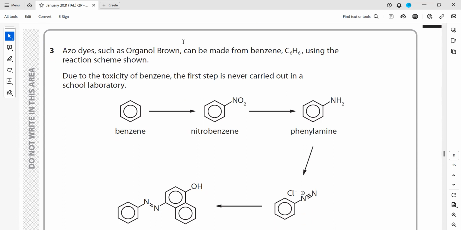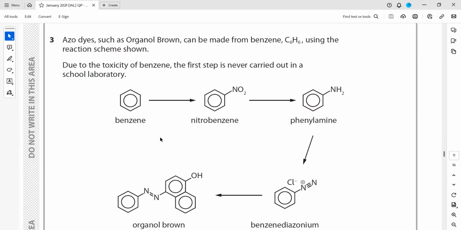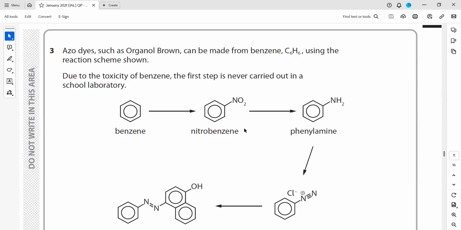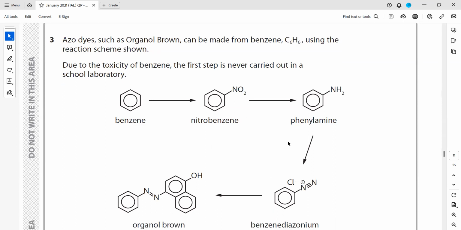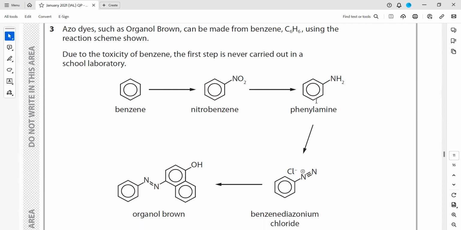We have the azo dye, Orange brown, which can be made from benzene, C6H6, as you can see here. The reaction scheme is there. First, we have benzene. We convert it to nitrobenzene by using a mixture of 50% nitric acid and concentrated sulfuric acid. Then it is converted into phenylamine. We can use tin and hydrochloric acid to convert it into phenylamine.